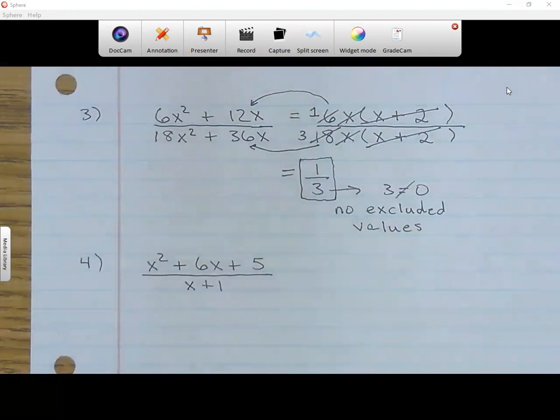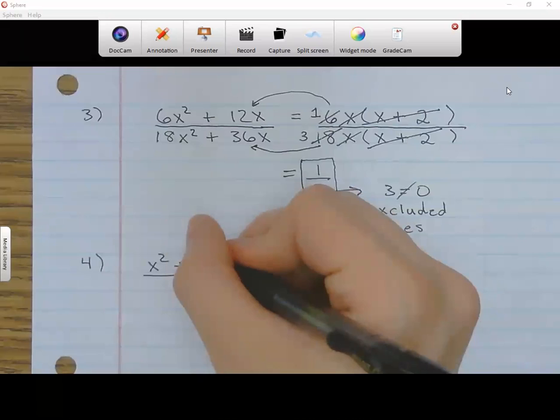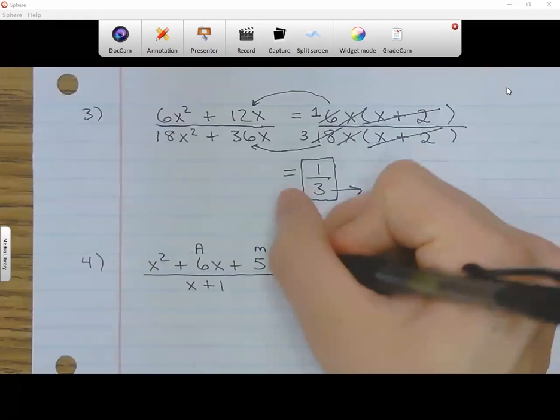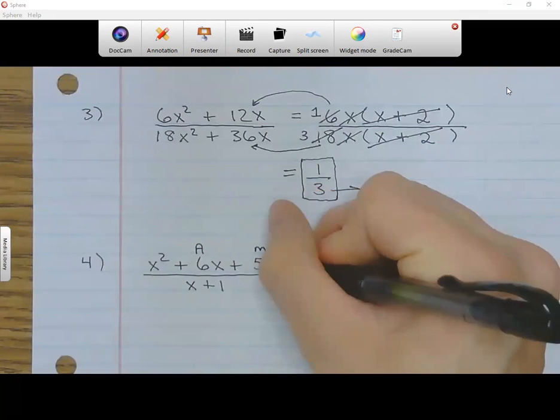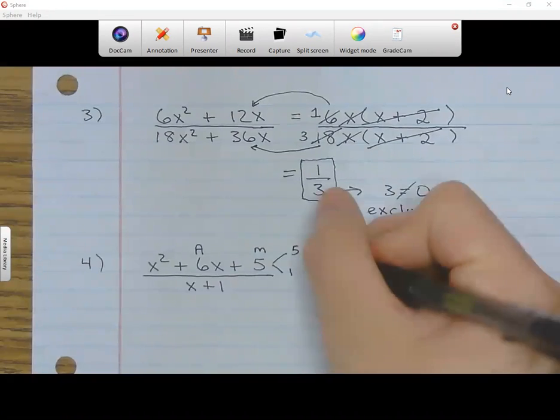All right, so for this one, can I factor the top? Yes, only if I can find 2 numbers that multiply to 5, but at the same time add up to 6. So what 2 numbers multiply to 5? 5 times 1. 5 is a prime number, so I'm pretty much only going to have 5 and 1 to work with. And they do add up to 6, right? Because 5 plus 1 is going to give me 6. So I can use these 2 numbers.